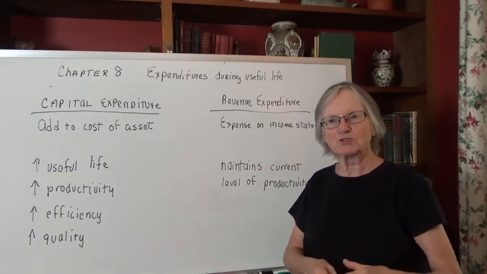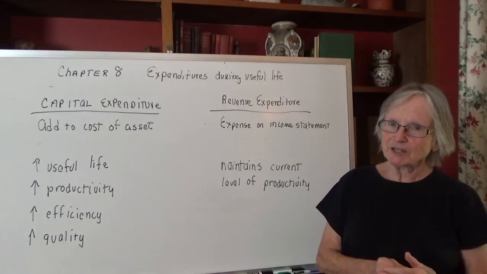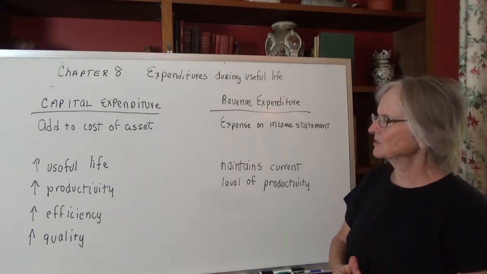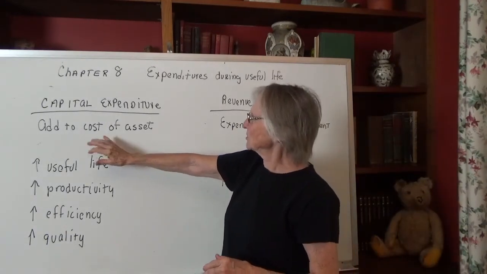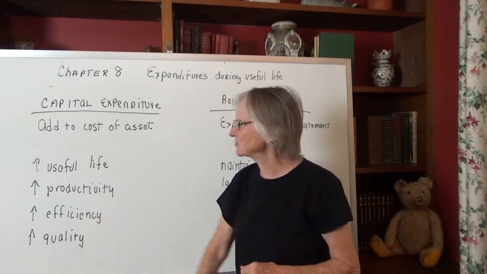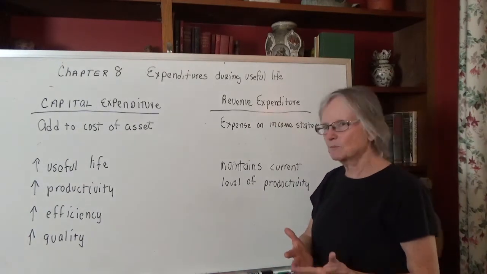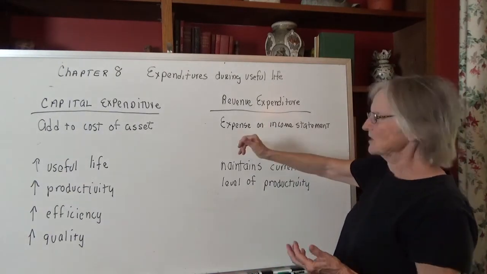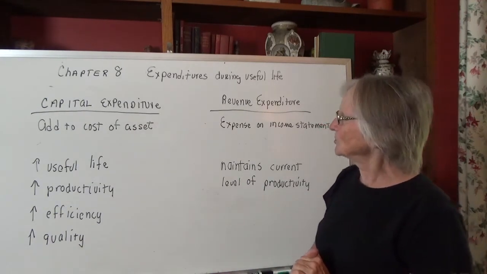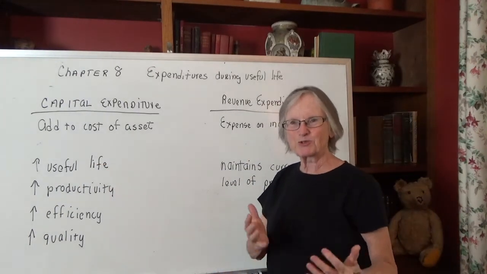You're repairing a machine, you're adding new parts. And so our basic question is, are we going to capitalize these or are we going to expense them? What's the difference? It's a very big difference. If we capitalize the expenditure, we're going to add it to the cost of the asset and then depreciate it over the remaining useful life. If it's just a routine expense, we're going to just expense it on the income statement and write it off this period.